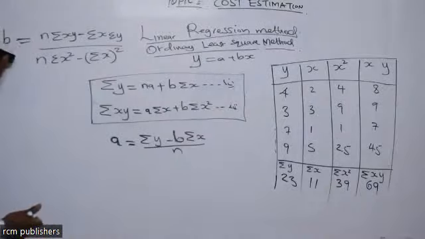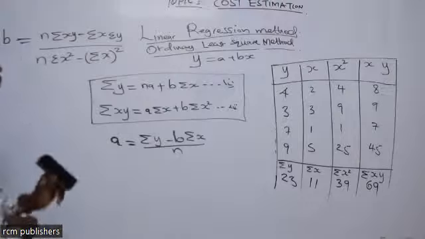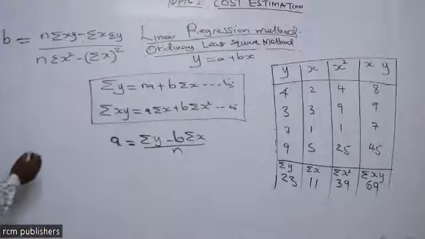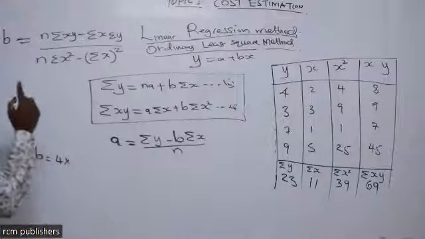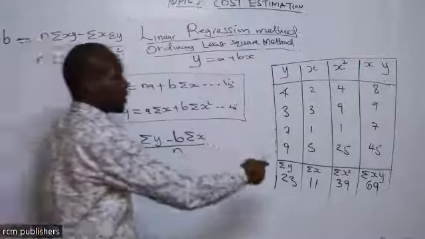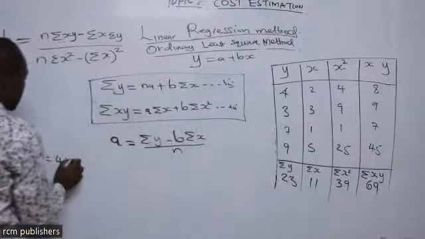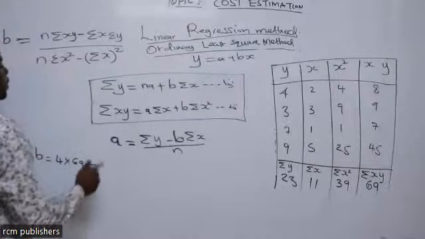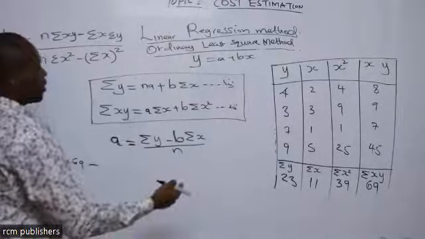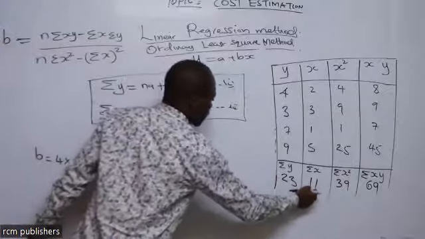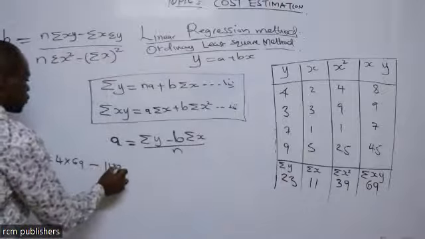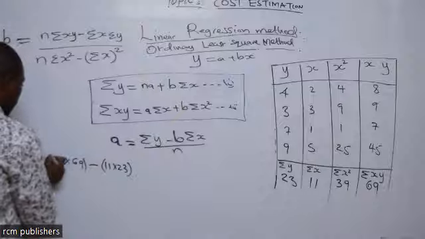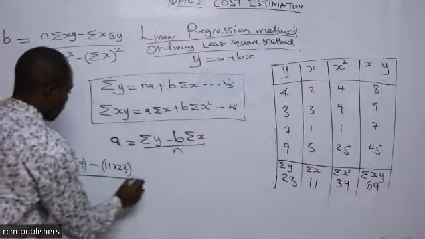Okay, so let's now proceed. Let's get B. Let's extract B from that particular question or data set. So our B is equivalent to n, which is 4. We multiply by summation of xy. Summation of xy is what we have in this particular column. That is 69. Then minus summation of x, summation of y. It means we are going to take summation of x, we multiply by summation of y. So that is 11 times 23.